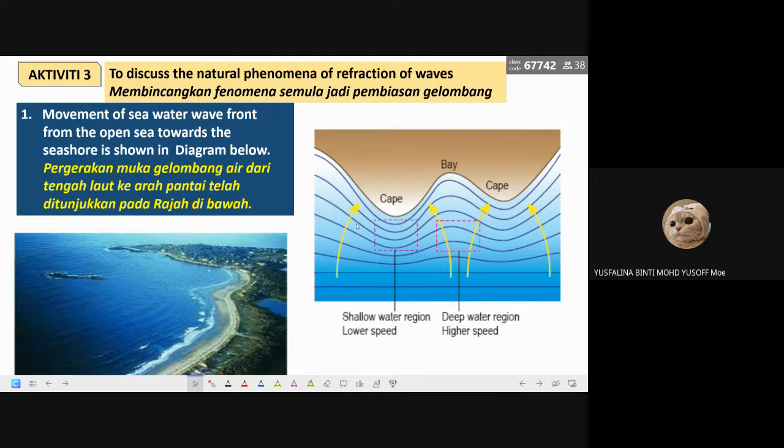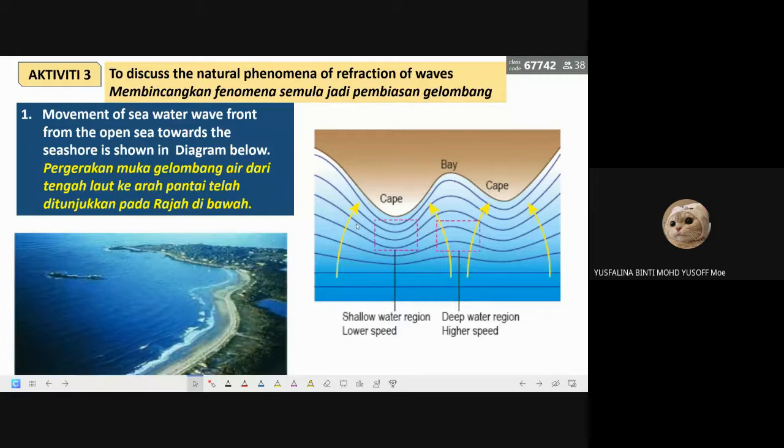So that means at that part, the energy of the wave is very high. Even though it has a lower speed, because of the shape of the cape, it's like a convex, so all the energy will be focused to one point. It will produce the high wave there. So the water is not calm. So that is for the cape.